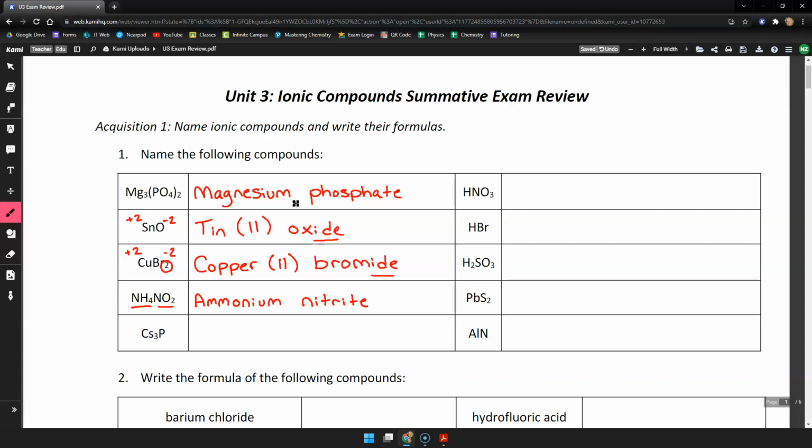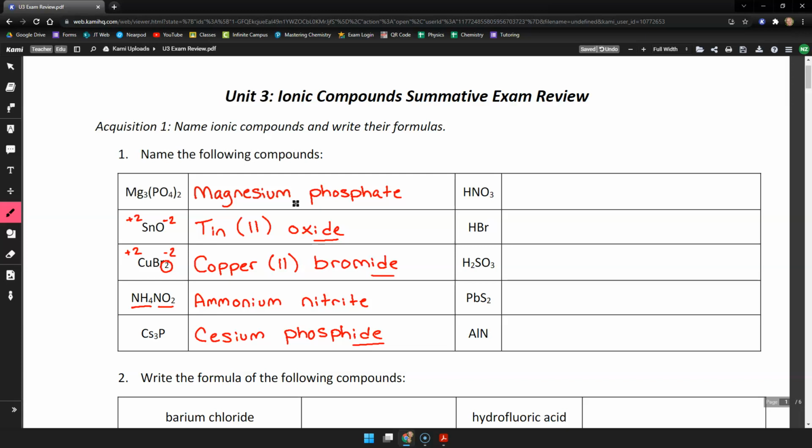Okay, for the next one here, we have Cs, which is cesium. This first part, the cation, we always just write it out. Then we have phosphorus. Phosphorus is by itself, so instead of phosphorus, we change the ending to IDE, so it's going to be phosphide. Again, there's our ending, IDE.